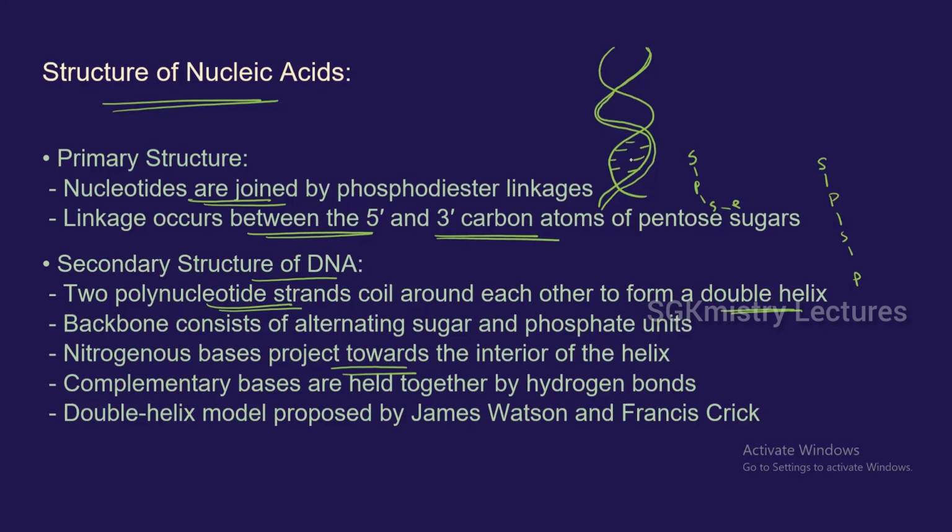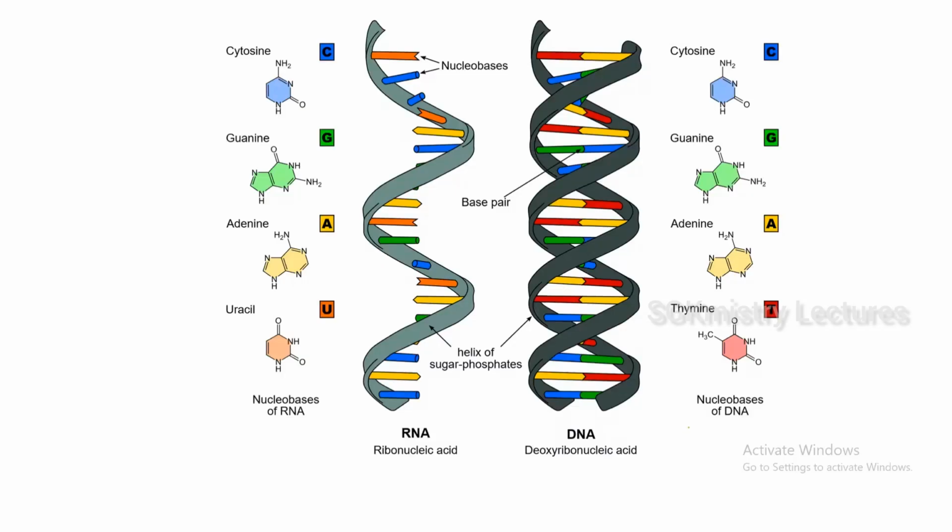Based on complementary base pairing, hydrogen bonds are formed between the different nitrogenous bases. This proposal of the structure of DNA was given by Watson and Crick. Here you can see in this diagram how the helix is formed. In the backbone of the helix, you can observe alternating sugar and phosphate units present in the various nucleotides, and in the inner regions, you can see the complementary base pairing occurring because of the nitrogenous bases.